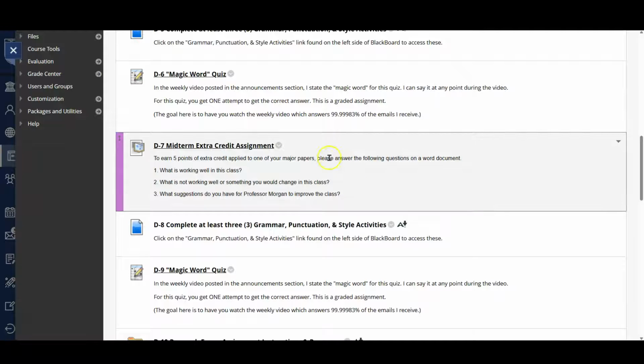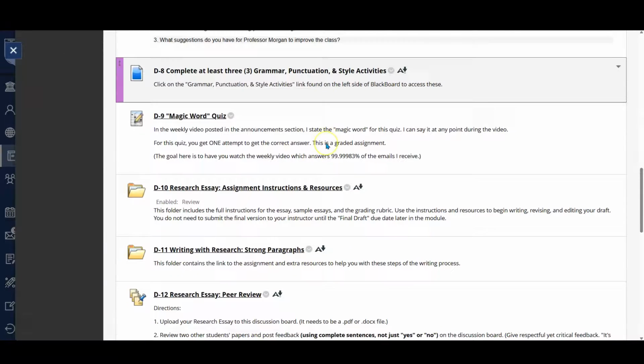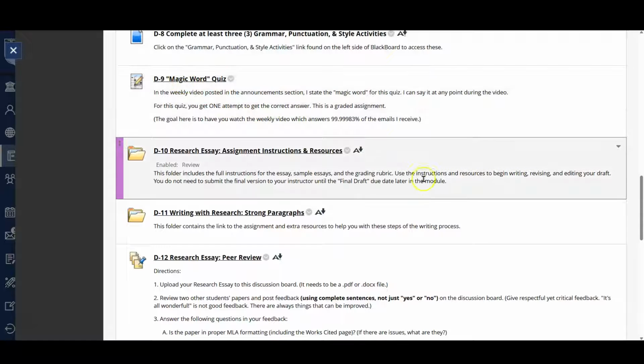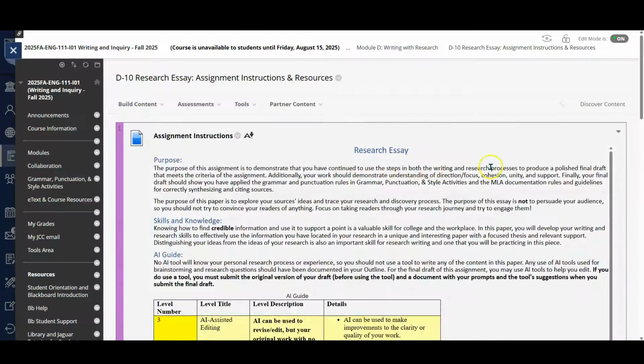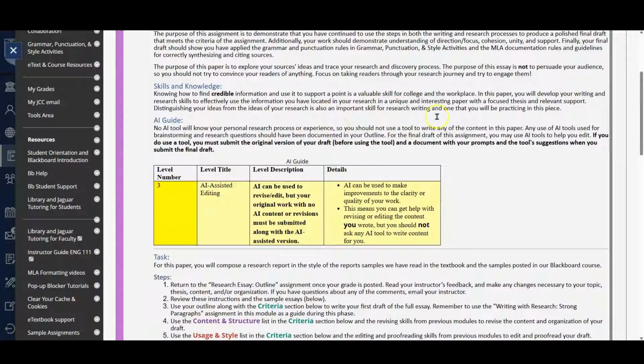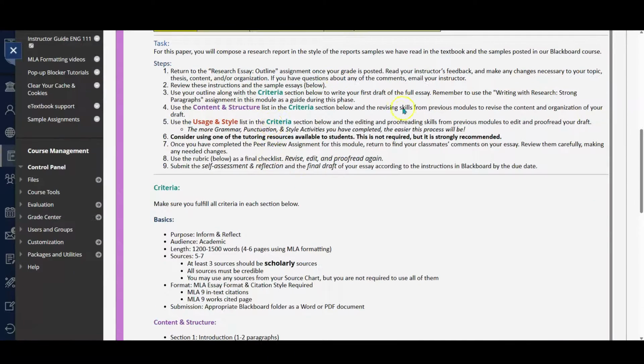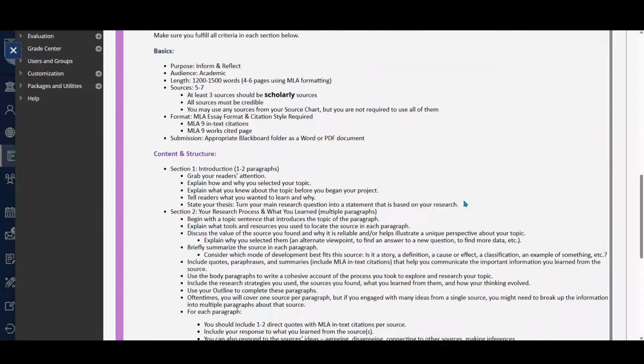Okay, and let's see, this week starts with D9. All right, so magic word, keep an ear open for this. When I click on D10 to show you the instructions on how to do the research essay, it may look familiar to you, okay? So we kind of skip this part up here. That just explains why we're doing it, right? But here's the task. Again, this is explaining the reasons why, but here's the basics of what you're supposed to be doing.